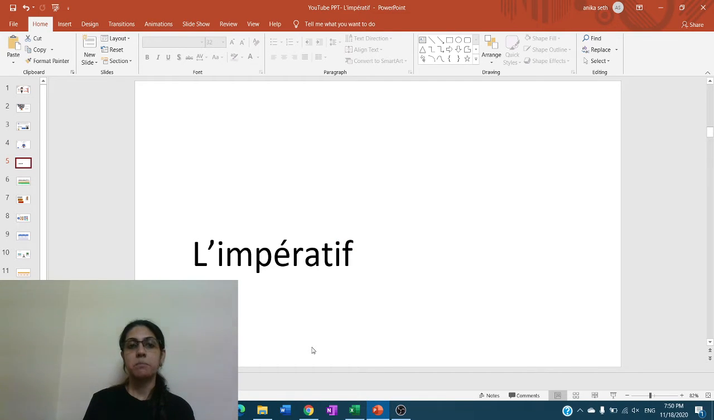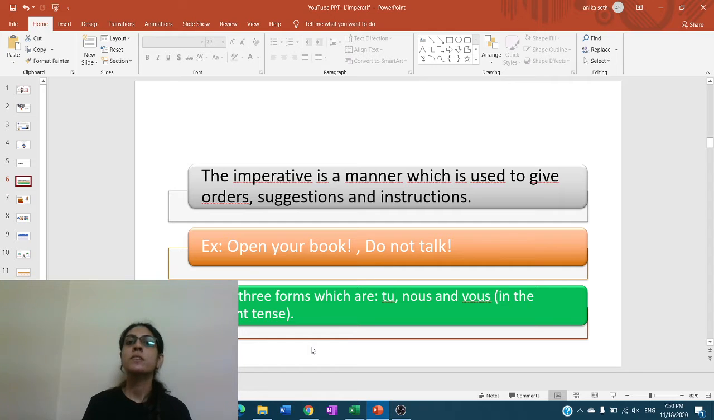Now, l'impératif, what exactly is the imperative form of the verbs, how is it used, and in which conditions do we use the imperative form of the verb. So, first of all, the imperative is a mood which is used to give orders, instructions, suggestions, commands, etc. So, the imperative form of the verb is used while we are giving an order to someone, while we are suggesting something to someone, or while we are giving instructions or commands.